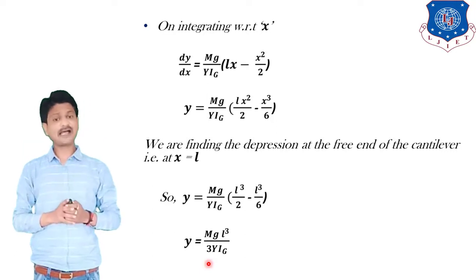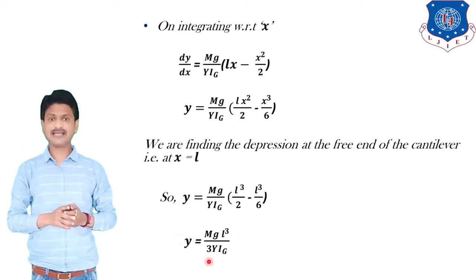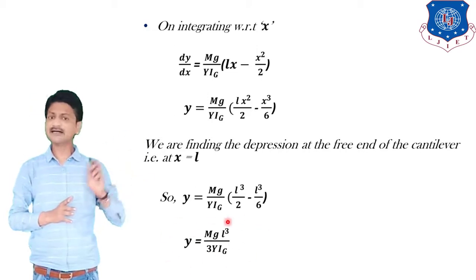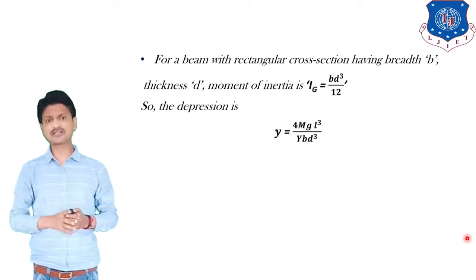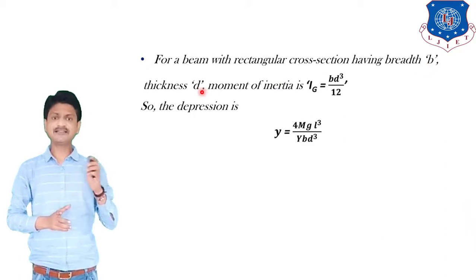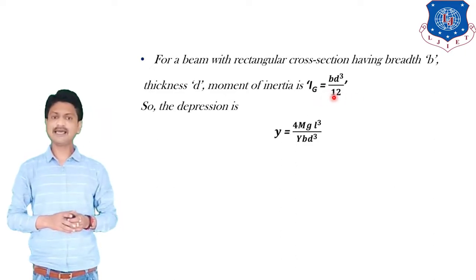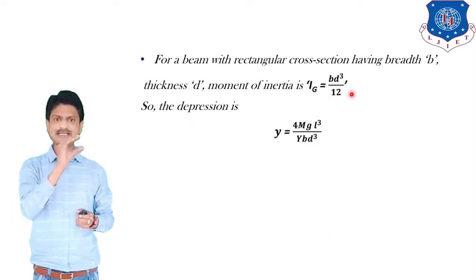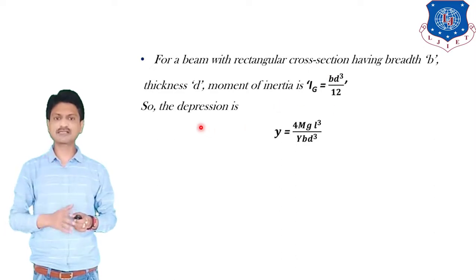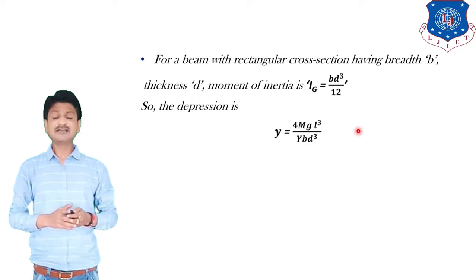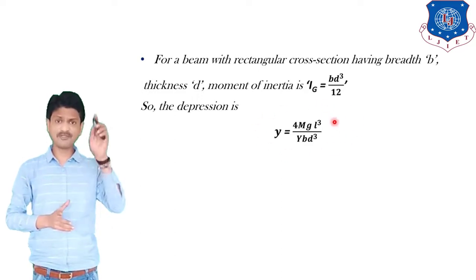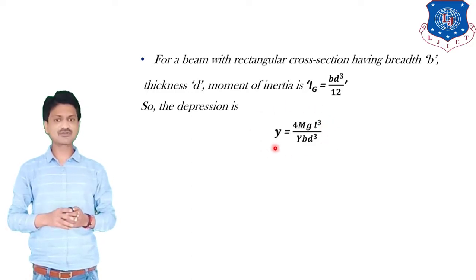Here, this is the final equation of depression of a cantilever that is clamped at one end and loaded at the other end. Now, if we consider different types of beam, for a beam with rectangular cross section having breadth b and thickness d, the moment of inertia Ig equals bd³ by 12. By replacing that value in the above equation y equals mgL³ by 3 Y Ig, we have the depression for the rectangular cross section: y equals 4mgL³ upon Y b d³.